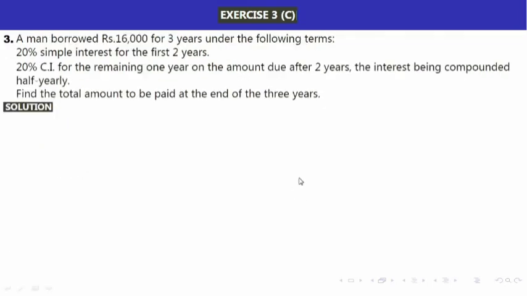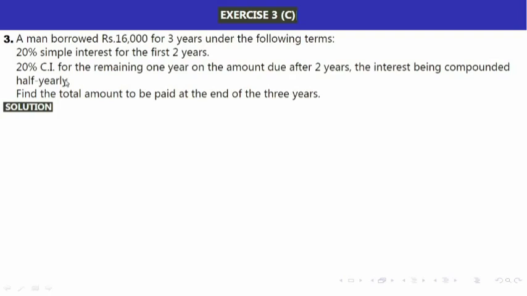Let's take this question now. So question number 3 says, a man borrowed rupees 16,000 for 3 years under the following terms. Okay, so for 3 years, remember. Now 20% simple interest for the first 2 years. See, the tenure is given to be 3 years, but for the first 2 years, he is borrowing 16,000 at 20% simple interest. Okay, that means now 1 year is left.